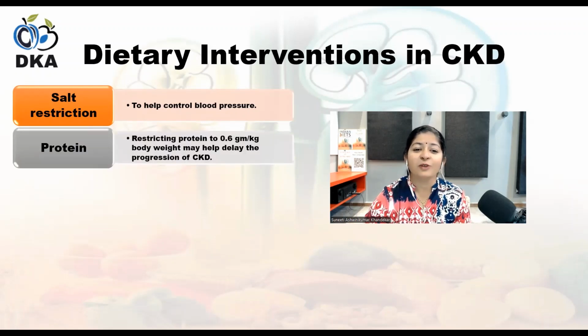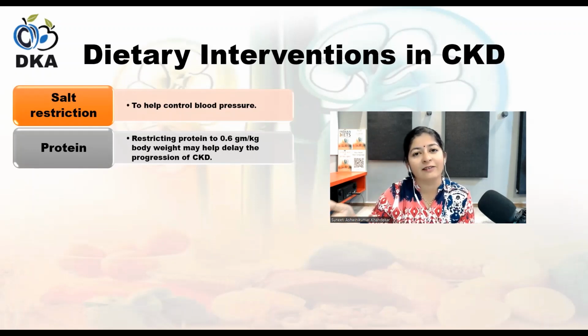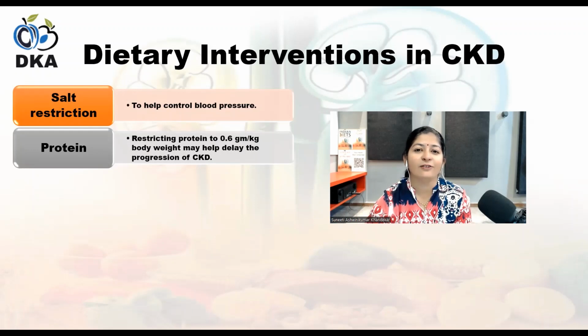Proteins. Restricting proteins to 0.6 grams per kilogram body weight may help delay the progression of chronic kidney disease. But we Indians are already pure vegetarians or semi-non-vegetarians, as we can call ourselves, and thus we need not completely stop eating proteins. Rather, the plant-dominated low-protein diet, which consists of dals, pulses, sprouts, and lots of vegetables and fruits, is said to be protective in case of chronic kidney disease, or preventing the progress of chronic kidney disease from stage 1, 2 to 5 and the stages of dialysis.